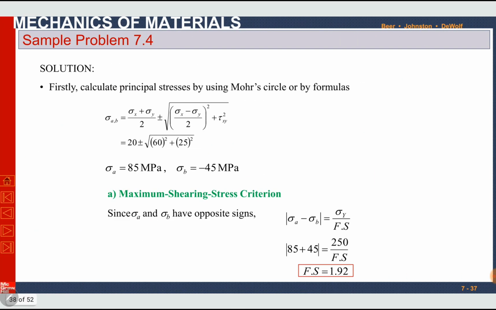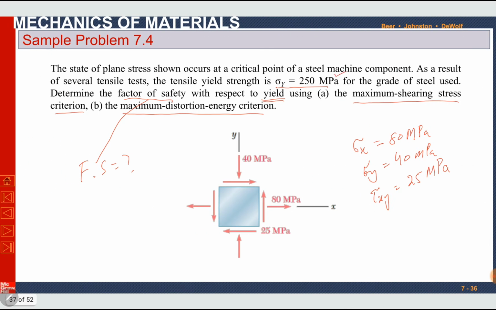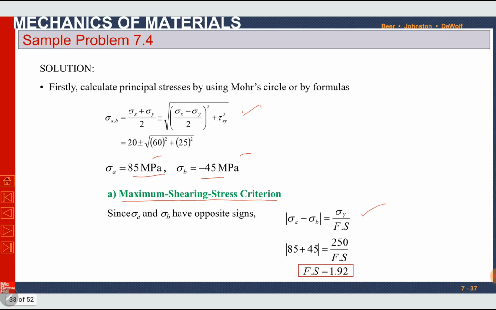Here it is already solved using the formula for sigma A and sigma B. This expression has already been discussed. So we can find sigma A and sigma B: 85 and minus 45 megapascals. Since both of them have opposite signs, using the maximum shearing stress criteria for opposite sigma A and sigma B, we have this expression, already discussed. So by putting in the values of sigma A and sigma B, and capital Y, which is the yield strength, you must keep all the units the same. If it is megapascals, sigma Y should be in megapascals as well. So the factor of safety becomes 1.92. 192 would be too much. Whenever you calculate a factor of safety, it should be within reasonable limits. So 1.92 is reasonable.